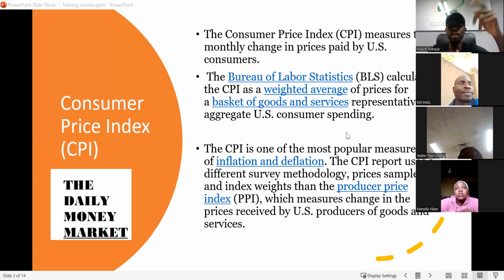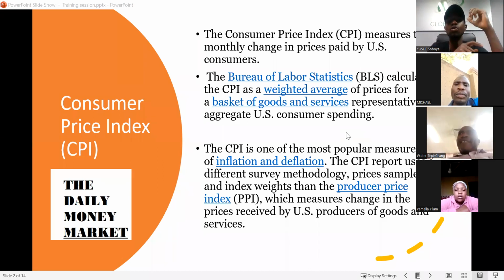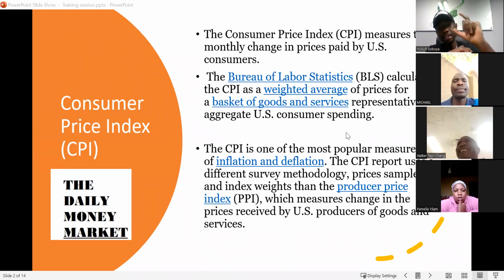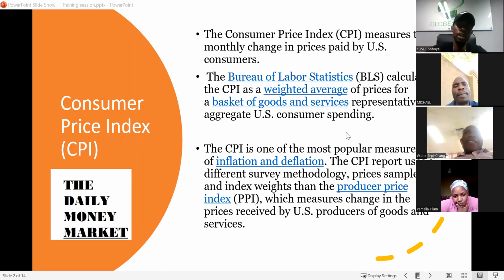Then the following day, they will release the Producer Price Index, to measure why the price has increased or decreased, based on the consumer price index, based on how much people have been spending, how much has been produced, and how much producers have been increasing or decreasing their prices. It measures the change in the price received by US producers of goods and services.